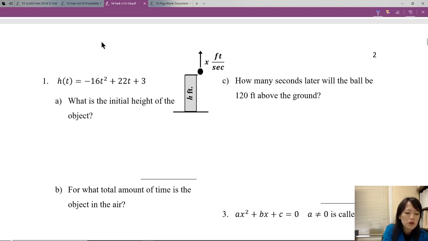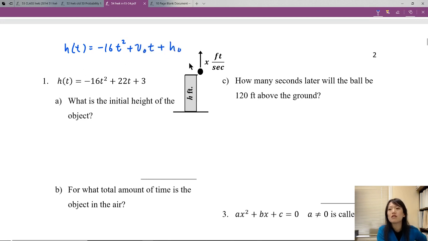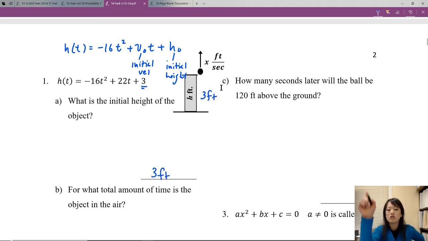Turns out that the formula works like this: h of t is negative 16 t squared plus v initial t plus initial height. This is the formula. Assuming this is the formula, look at this equation. What's the initial height then? This is supposedly the initial velocity. This is the initial height. So based on that formula, which term is the initial height? 3. So I start from 3 feet. That means this thing is 3 feet high, and then I project it up at 22 feet per second. So it's really being projected at a beginning speed of 22 feet per second.